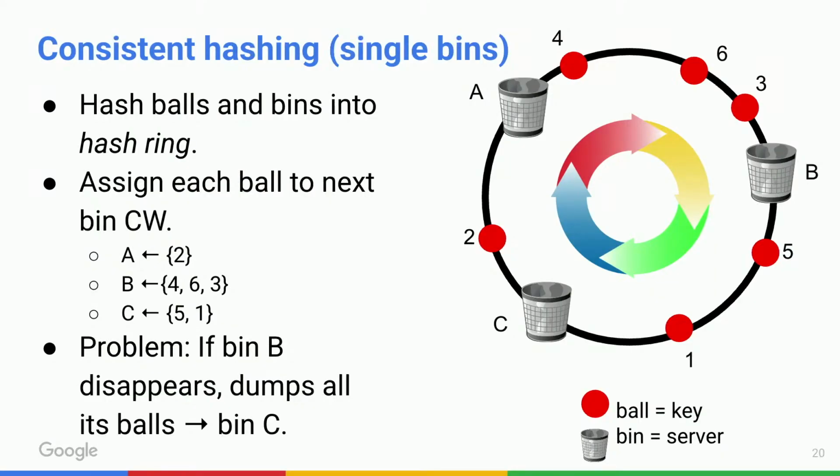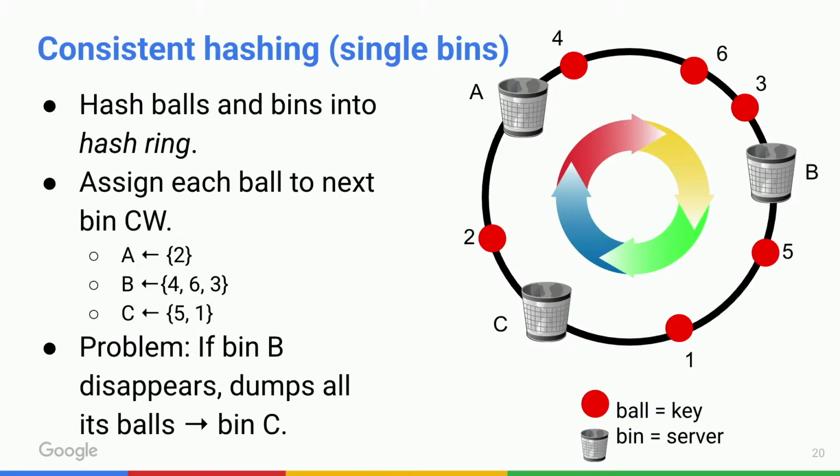Okay, so what's a classic way of dealing with cache affinity? I'm going to talk about a hash ring. Many of you have seen this. You have the bins that you want to affinitize your items into. Your items are these balls that are going to get thrown into the bins. You just hash them all into a circle, and then each ball gets thrown into the first bin clockwise. So this is the only one that goes into A. 4, 6, and 3 all go into B, and 5 and 1 go into C.